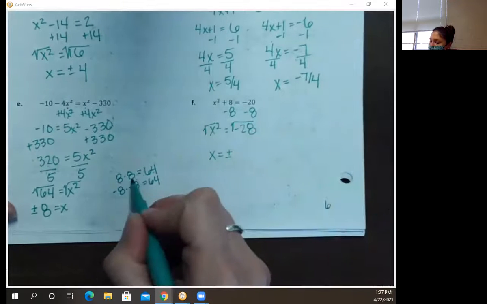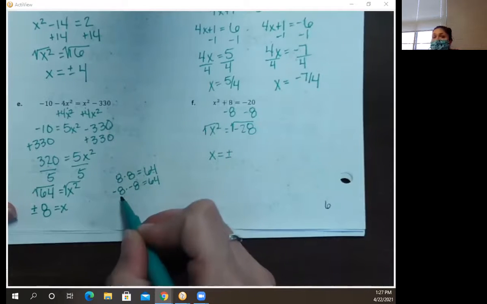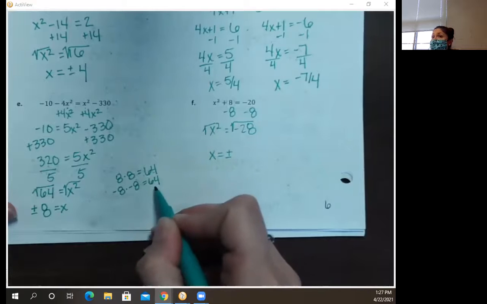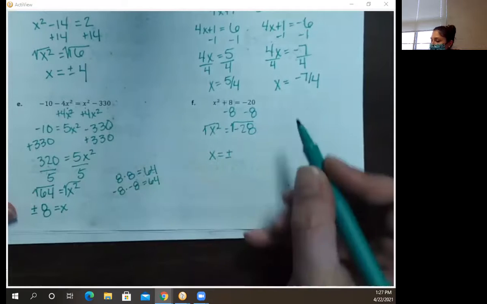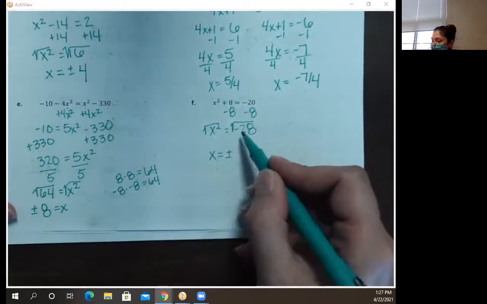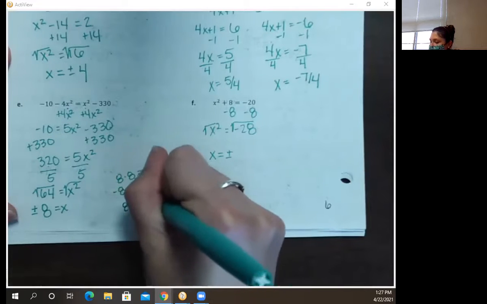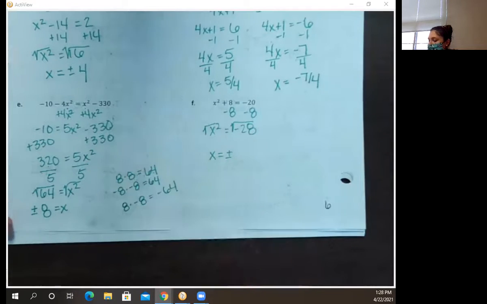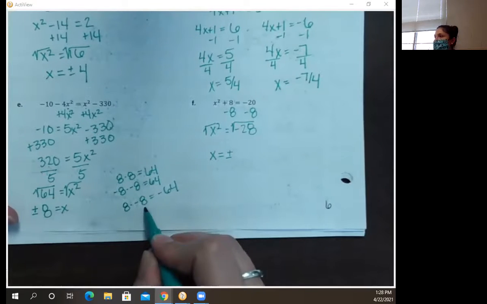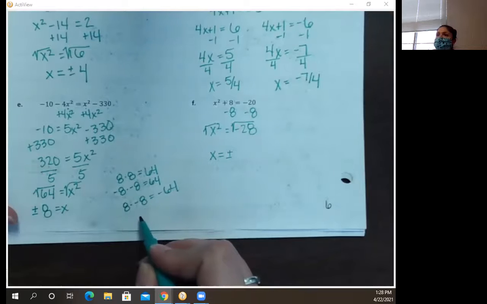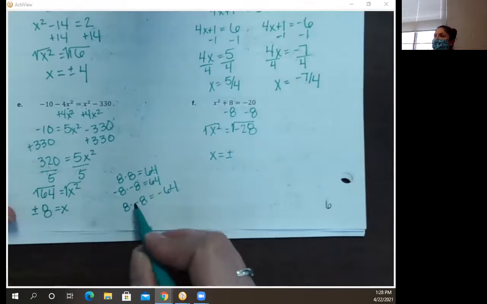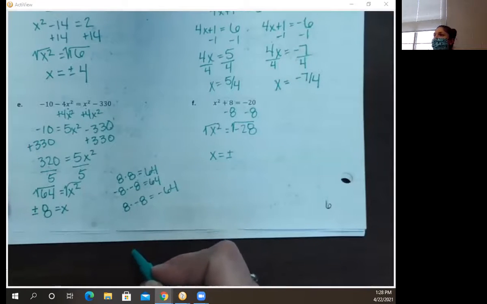A positive times a positive gives us a positive number. A negative times a negative also gives us a positive number. The only way I would get a negative number is if I did one positive and one negative multiplied together. That's a problem when I'm talking about square roots, because positive 8 and negative 8 are not the same number. Right? There's a reason I differentiate between them, because they're not the same.